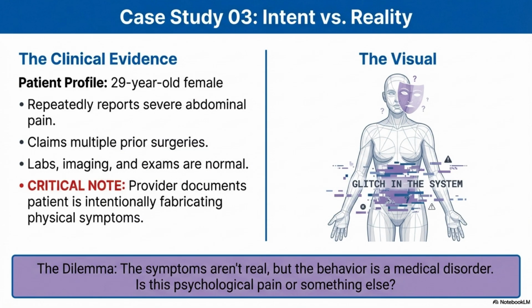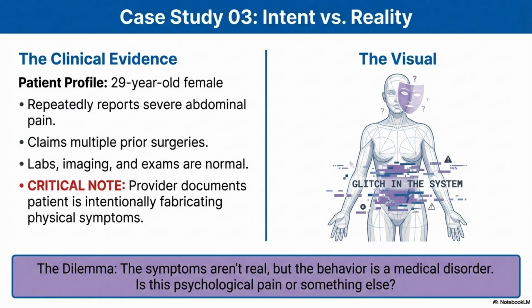Alright, let's look at our third case, and this one is all about intent. Clinically, factitious disorder is when a patient intentionally produces or falsifies symptoms, not for money, not for legal reasons, but because of an internal psychological need. In this scenario, we have a 29-year-old female reporting severe abdominal pain and claiming multiple past surgeries. But again, labs, imaging, exams, everything is normal. And the provider documents that she is intentionally fabricating symptoms.